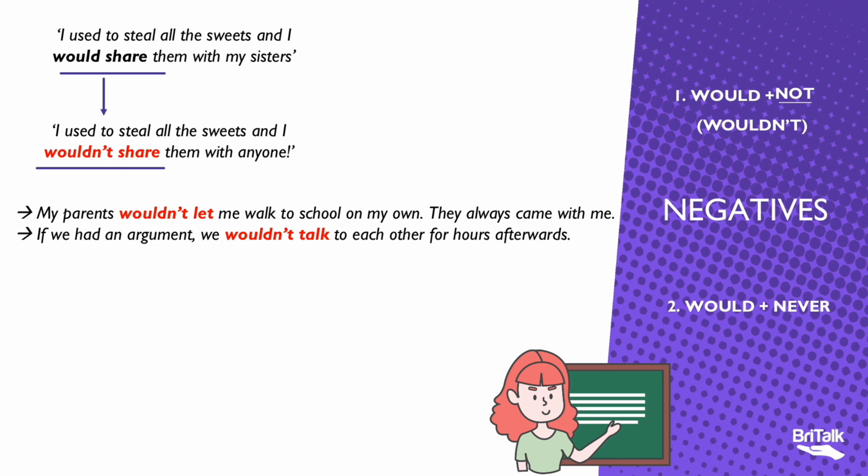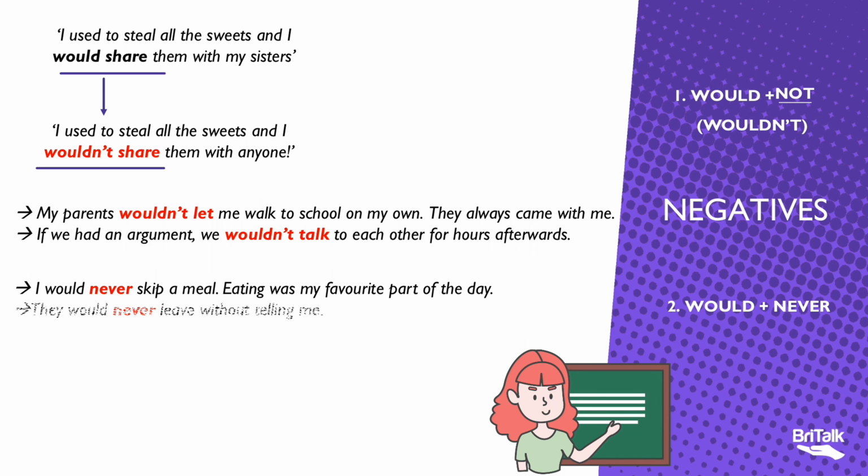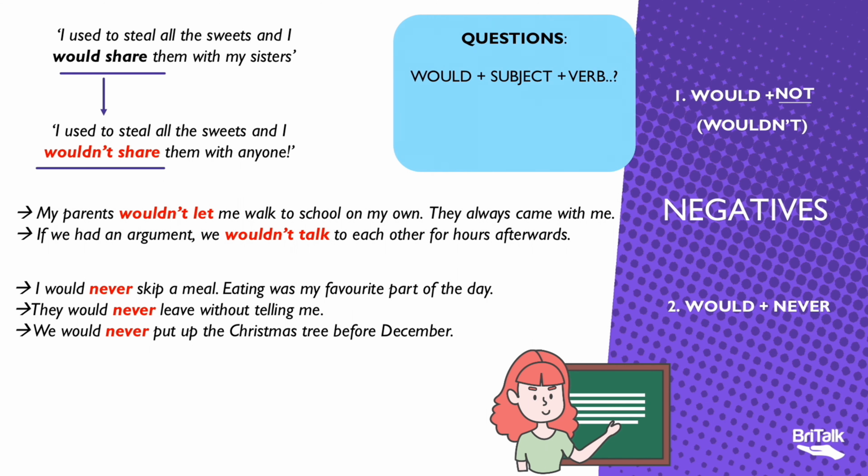The second way to do this is would plus never. So we can say I would never skip a meal. Eating was my favourite part of the day. They would never leave without telling me. And we would never put up the Christmas tree before December. So this is how we create negatives with would. We can create questions, so would plus the subject plus the verb. So for example, would you go to the lake when you were younger?